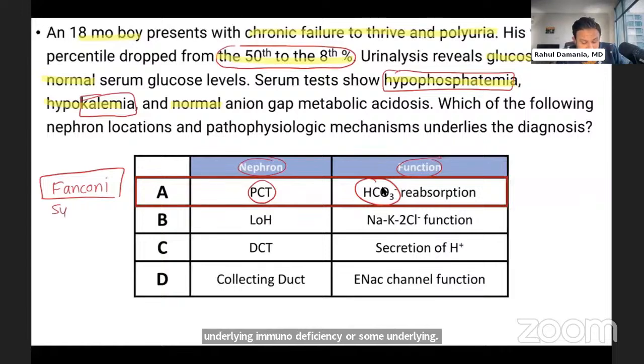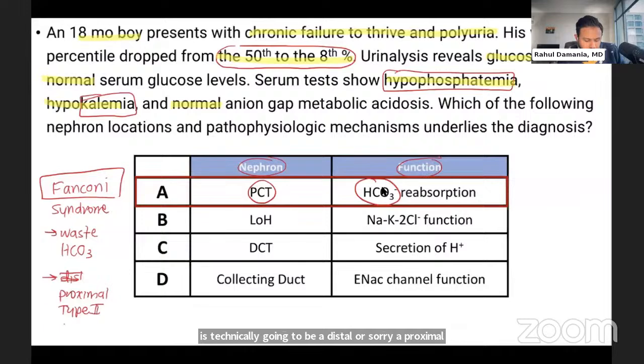Now, when it comes to Fanconi syndrome, recognize that when you waste bicarb into the pee, that is technically going to be a proximal type 2 renal tubular acidosis. And the USMLE loves for you to know that a proximal renal tubular acidosis is going to be conceptualized with Fanconi syndrome. Another pharm tie-in that can do the same thing, make you waste a lot of bicarb, is acetazolamide, a carbonic anhydrase inhibitor.